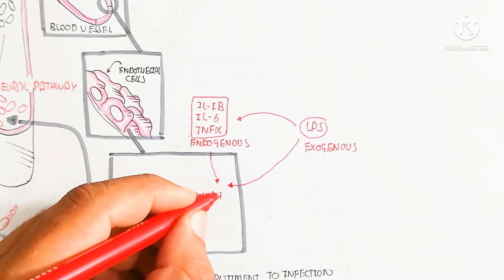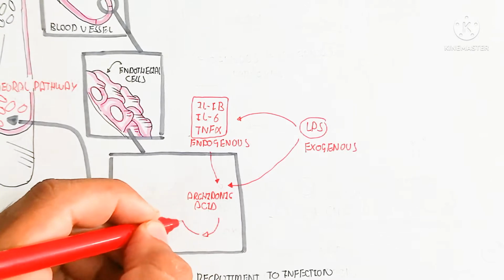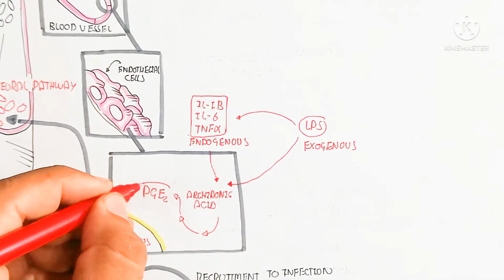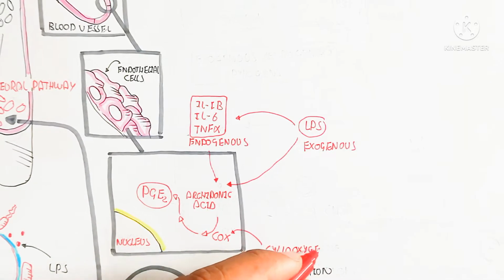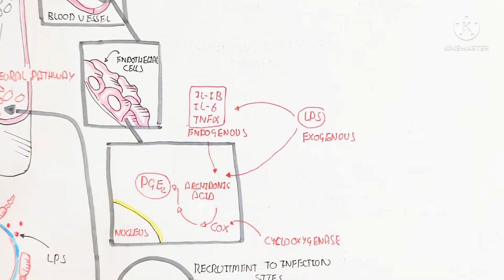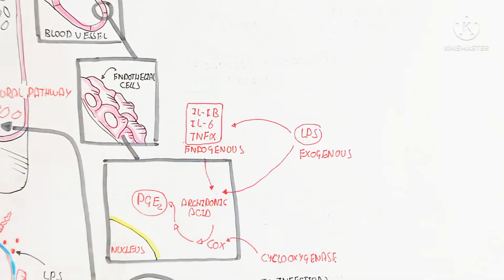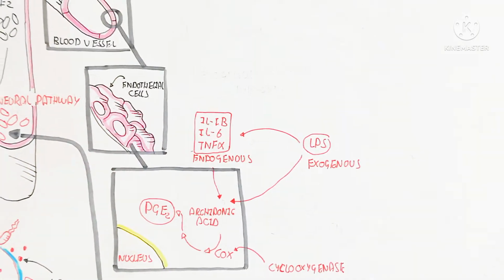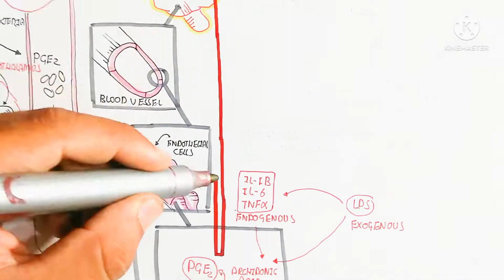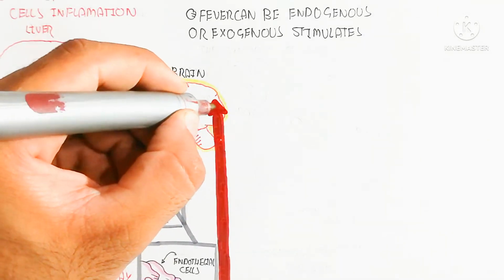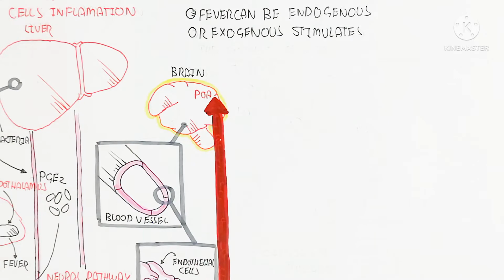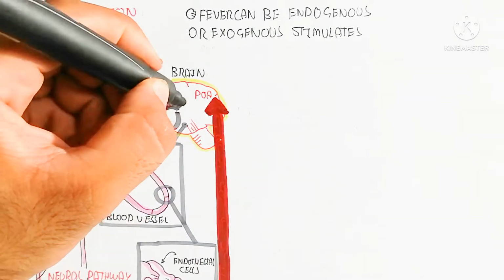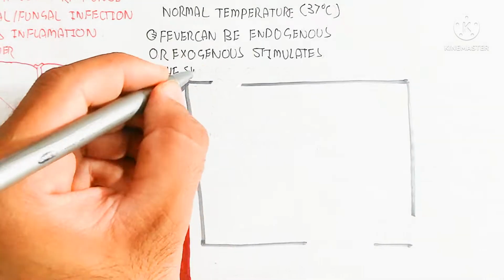Lipopolysaccharide also stimulates this inflammatory response, and this is the exogenous one, while interleukin 1 beta, interleukin 6, and tumor necrosis factor are endogenous. They stimulate arachidonic acid, and this arachidonic acid in the presence of cyclooxygenase enzyme leads to prostaglandin E2 production, which will stimulate the pre-optic area of the brain.